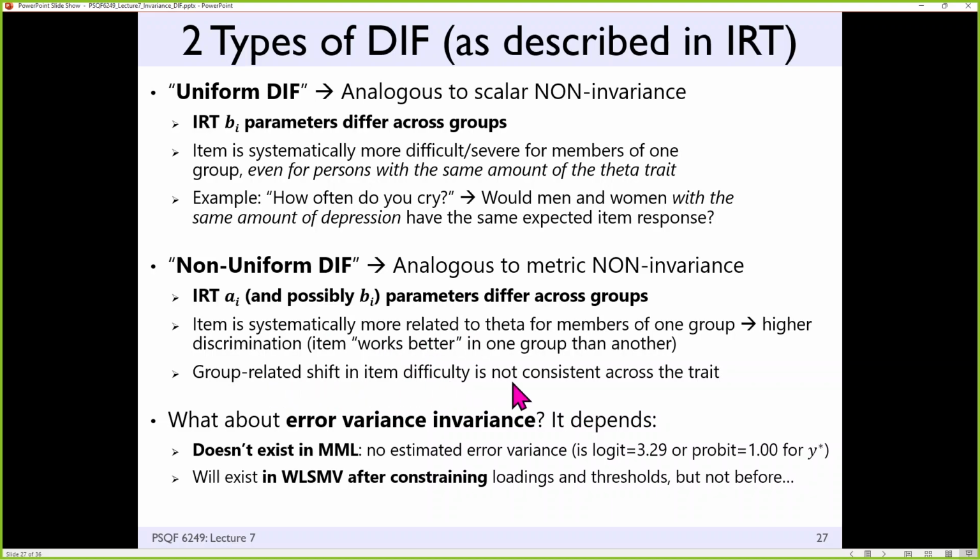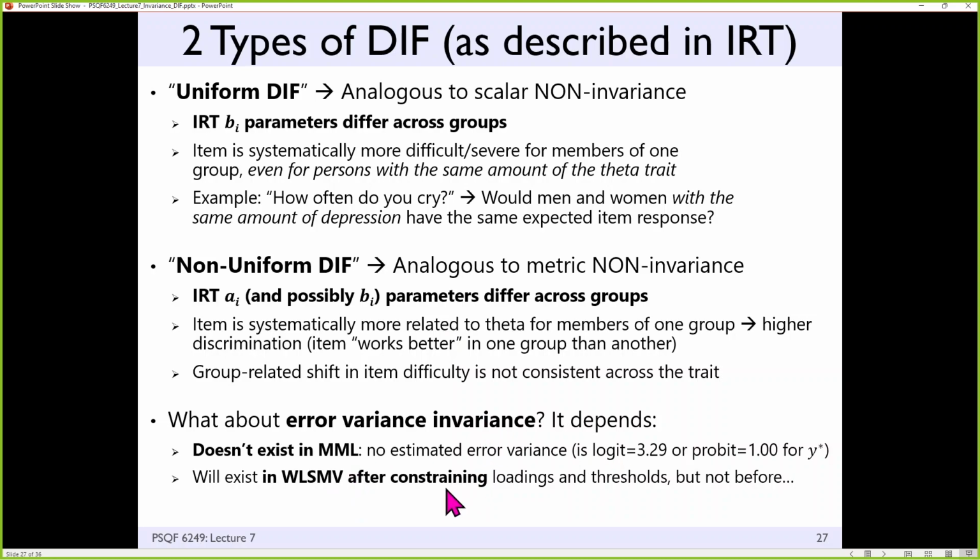And the shift in item difficulty would not be constant across the trait because of this. So A parameters and B parameters are involved in terms of the IRT side of testing DIF. In this version of the model, there really isn't a thing as error variance, because in full information maximum likelihood, it's not an estimated parameter. You don't need an error variance if you have binary outcomes or ordinal outcomes because you're using the Bernoulli or multinomial distributions in which variance is not a thing. So if you're doing this in full information, you wouldn't even think about it.